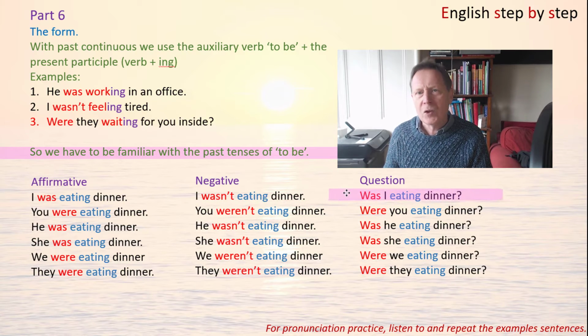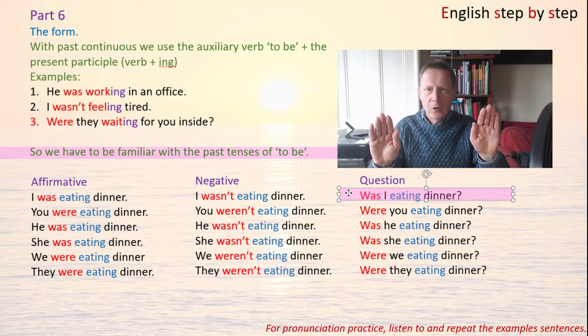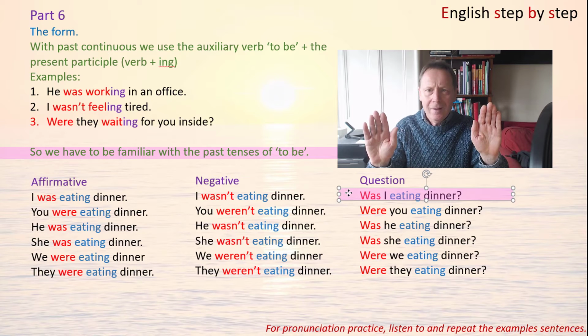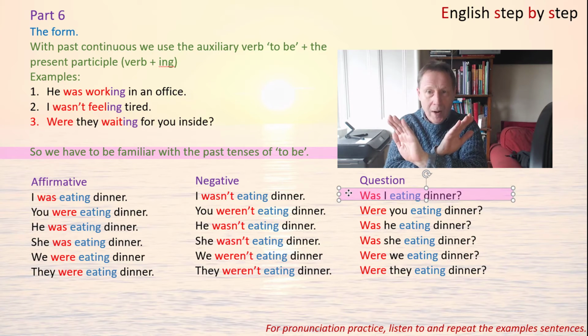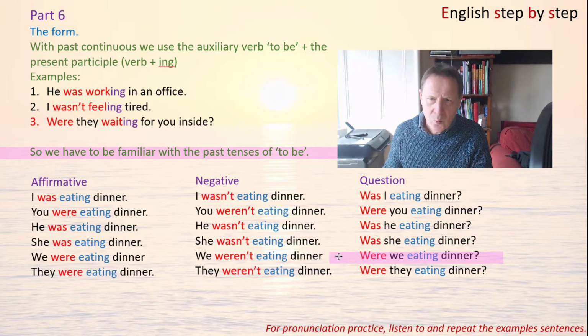And then with the question, we make an inversion. I was, and then the question, was I? You were, and then the question, were you? So the inversions are with the variations was and were. Was I? Were you? Was he? Was she? Were we? And were they?